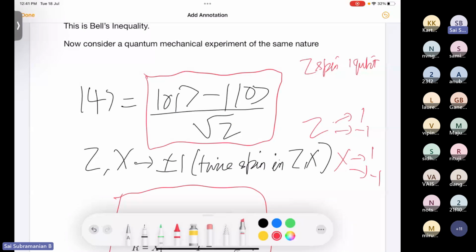If the Z spin of the first qubit is 0, then the Z spin of the other qubit is going to be 1. So if it's plus half, it's going to be minus half. So plus 1, minus 1. So the product of Z1, Z2 is always going to be minus 1. And minus Z1, Z2 is always going to be 1.